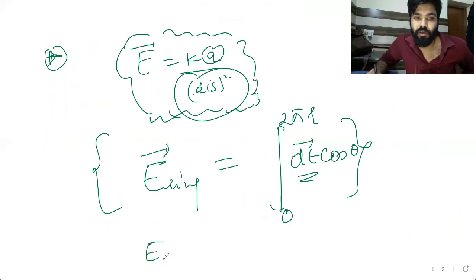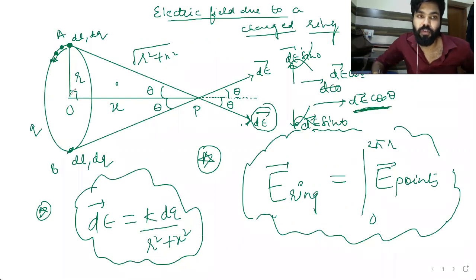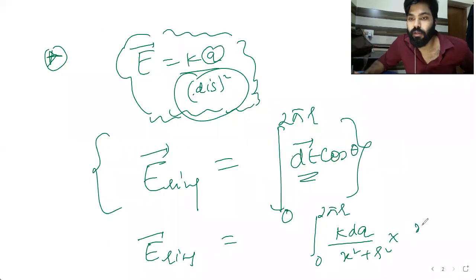The value of E ring, the electric field of the ring, is the integral from 0 to 2πr of k dq over x square plus r square times cosθ. You can also find the value of cosθ in this triangle. Cosθ is base upon hypotenuse, x over under root of r square plus x square. Just write x over under root of r square plus x square.